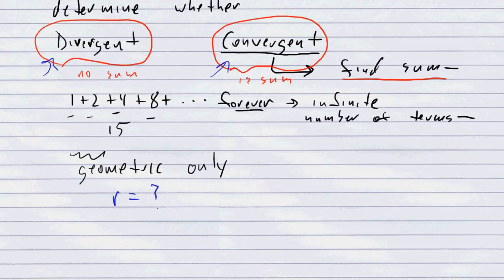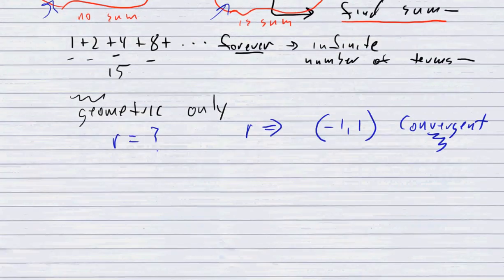If the R value is in this interval from -1 up to +1, notice the soft brackets, so we're not including -1 and +1, in other words, if the R value is a fraction between -1 and +1, then it is convergent and it has a sum. The reason we call it convergent is that the values of the sequence zero in or converge at a particular value. So that's why it has the sum.